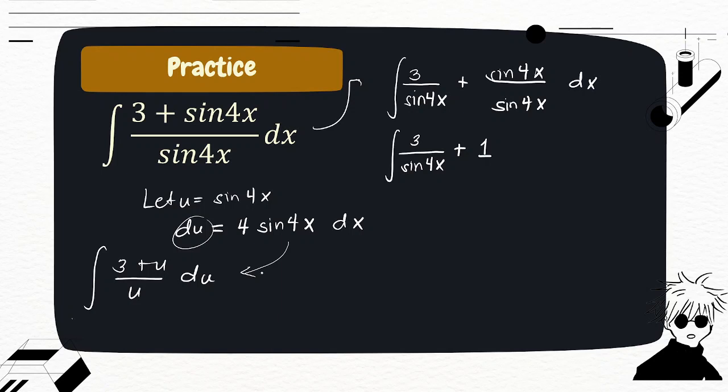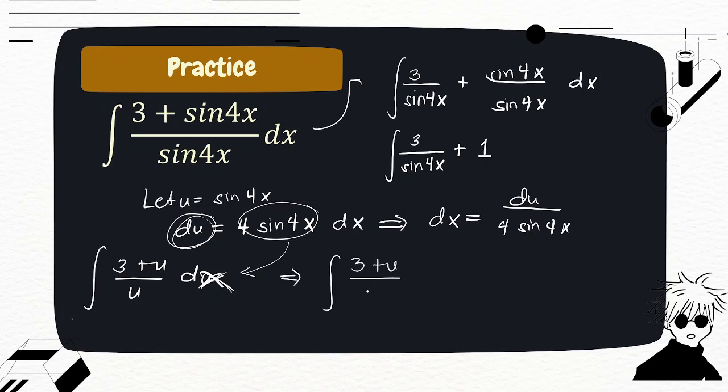Primarily, sa given pala, this is dx, no? So, this dx can be replaced by dividing du by 4 cosine 4x. Because if we simplify this more, we will have dx is equal to du over 4 cosine 4x. Now, if we do that, we are going to have a function, integral ng 3 plus u over u times du over 4 cosine 4x. Okay? But the problem is, we have a variable x that is different to the variable of our integration. That's why you cannot use that. Naintindihan? Mali siya, hindi siya pwedeng gawin.